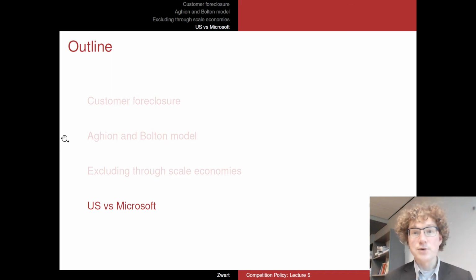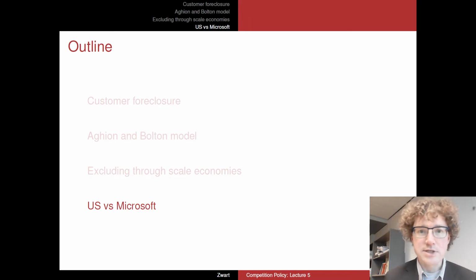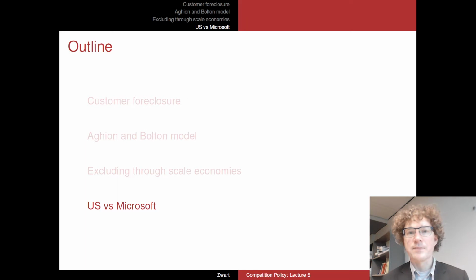Okay, so let's go to the last model essentially, and let me explain this model through an actual case. This actual case is the antitrust case against Microsoft in the United States in the early 2000s that Motta writes on as well. So it's actually good to have a look also at his description of that case.